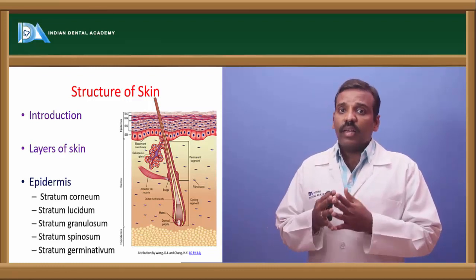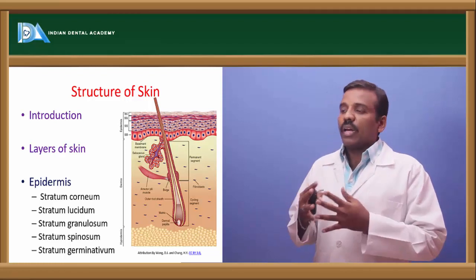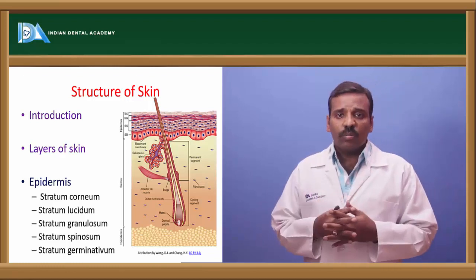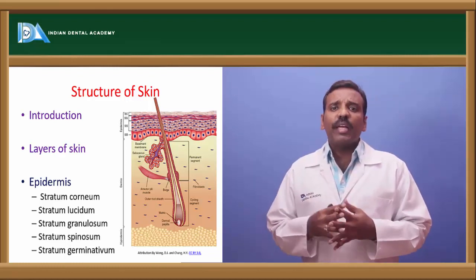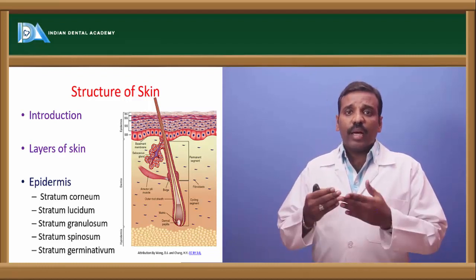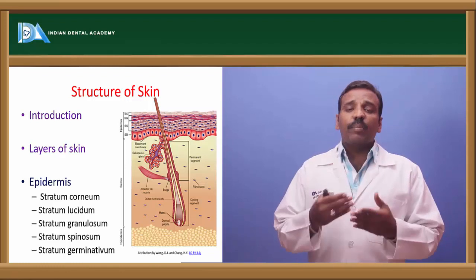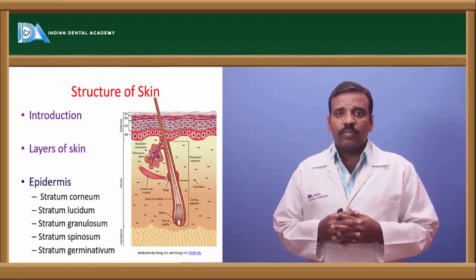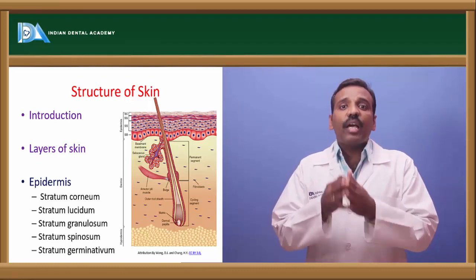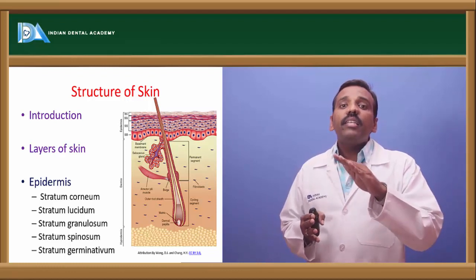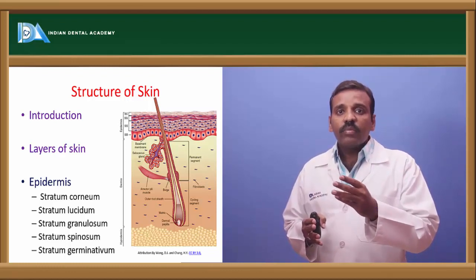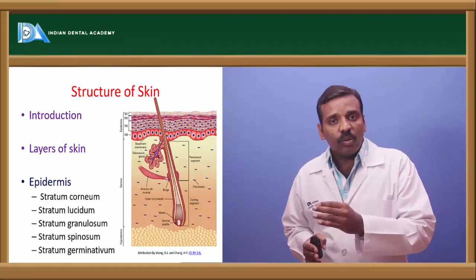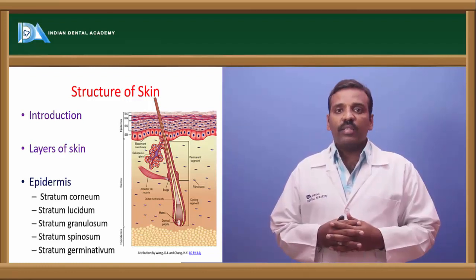The first one is stratum corneum, the second is stratum lucidum, the third is stratum granulosum, the fourth is stratum spinosum, and the last layer in the epidermis is stratum germinativum or stratum basale. Five layers are present in the epidermis.